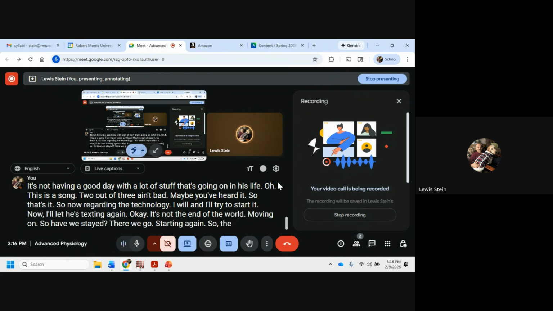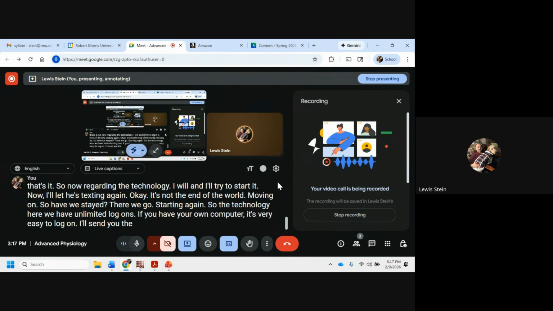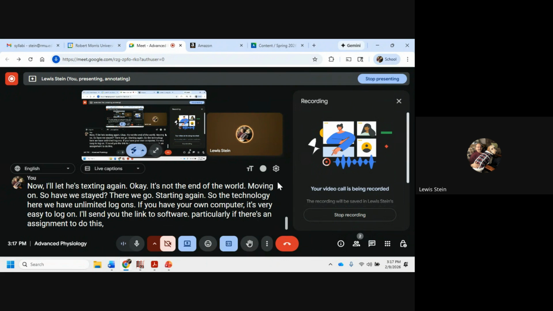So the technology here, we have unlimited logons. If you have your own computer, it's very easy to log on. I'll send you the link to the software, particularly if there's an assignment to do this. Today, this is just introductory stuff. This is called the iWork system.